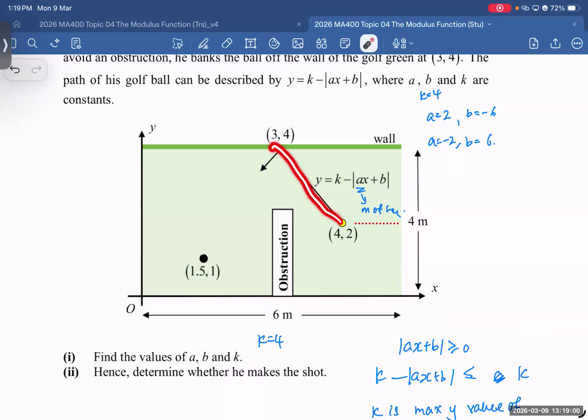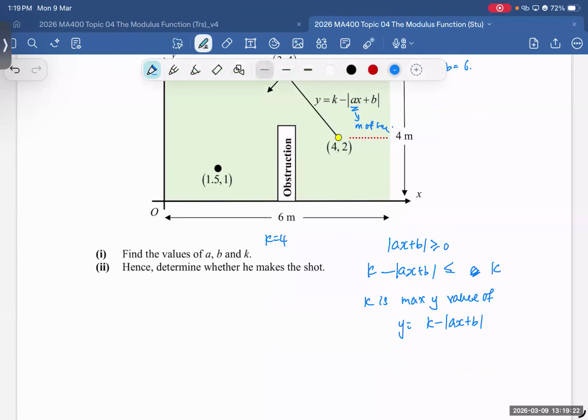So try to see whether you hit. Will it hit? You find out. How do I know whether the modulus graph will pass through this point? Substitute in the value. Very good. Substitute in the value.